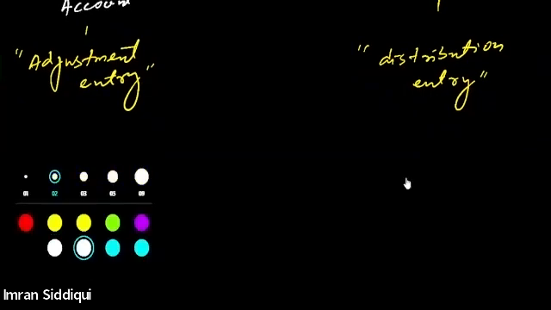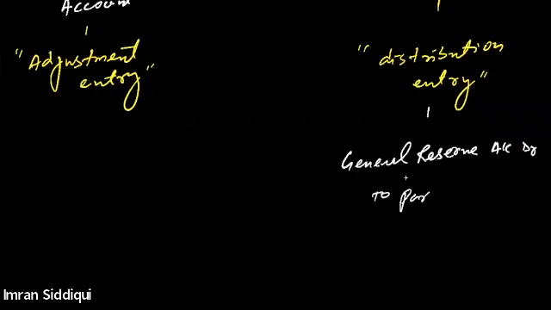Distribution entry basically means we will distribute the general reserve among the partners, and this will be distributed in the old profit sharing ratio. And see, the journal entry for this will be, what do we do? Since general reserve is getting distributed among the partners, we debit the general reserve account. We write it as general reserve account debit to partners' capital accounts. If there are two partners like X and Y, we will credit X's capital account and Y's capital account.